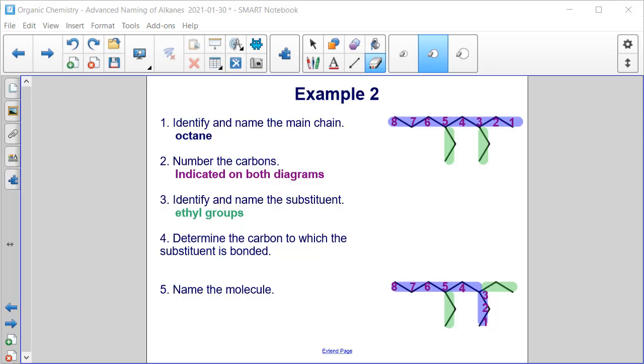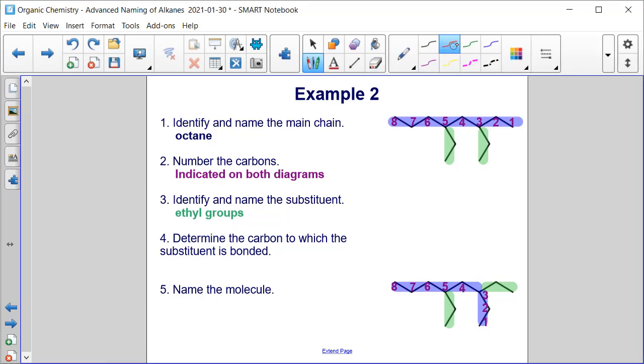So you can see in green those groups highlighted that I went over in the previous slide, and they both have 2 carbons, and so they are both ethyl groups. All right, now we determine what carbon those substituent groups are bonded to. So if we did our part in identifying and numbering, we should straightforwardly see we have carbon 3 and carbon 5, and this is also carbon 3 and carbon 5. So they're bonded to carbons 3 and 5.